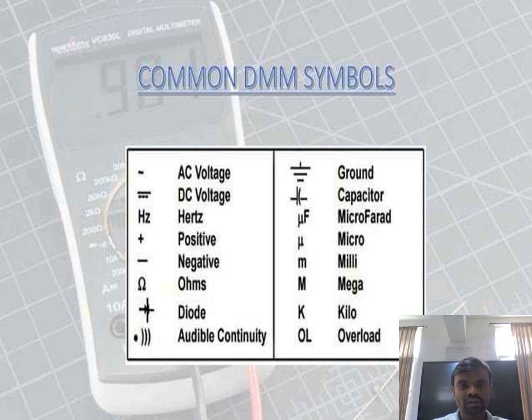These are the common symbols which we use in a digital multimeter: AC voltage, DC voltage, positive, negative, ohms, the symbol for diode, then audible continuity, ground, capacitor, microfarad. Then micro, milli, mega, kilo kinds of value representations, then overloading, with OL representing overloading. These are the common symbols used in a digital multimeter.